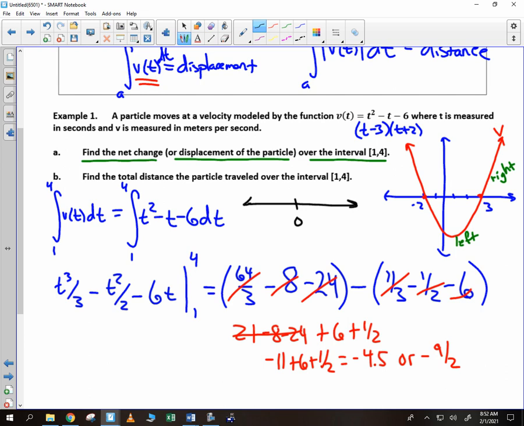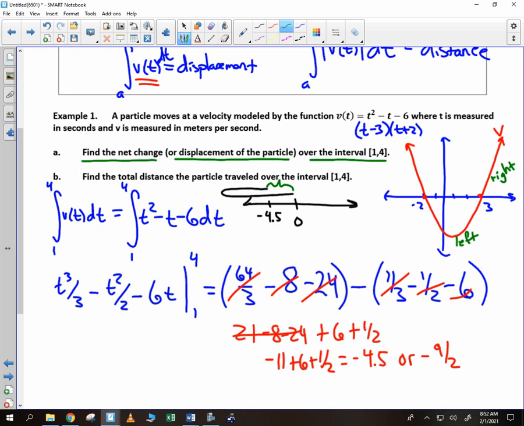So what that means is, suppose that the object started, which we don't know, but suppose it started at 0. It moved to the left, we know, and then moved back to the right. And it moved back to, say, negative 4.5. Doesn't mean it traveled the total distance of 4.5, but it means it's located 4.5 units from where it actually started, and it's located to the left.